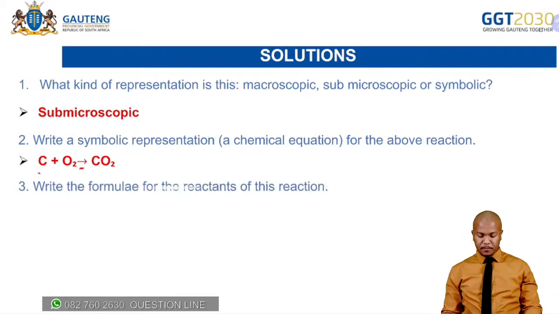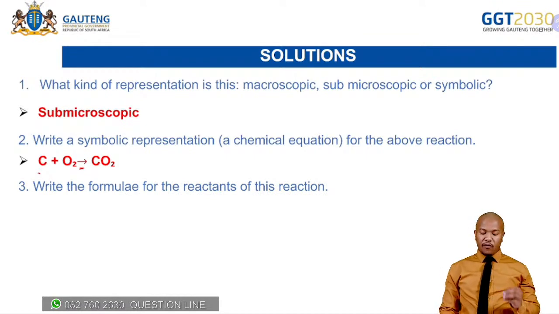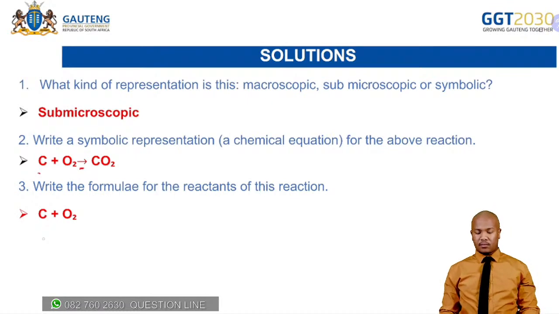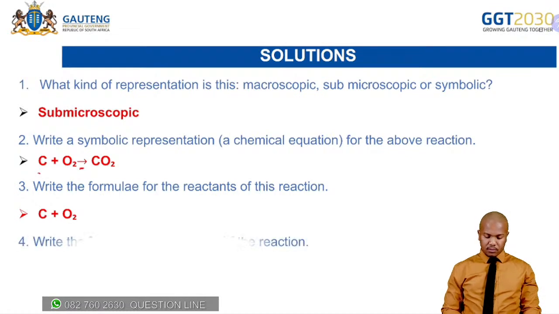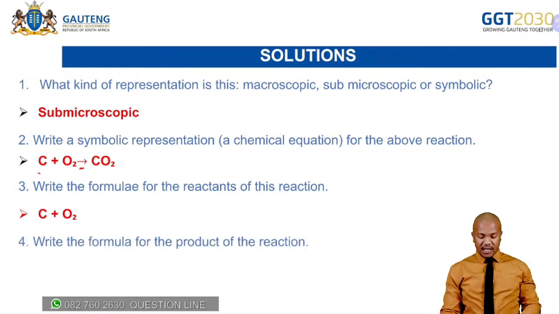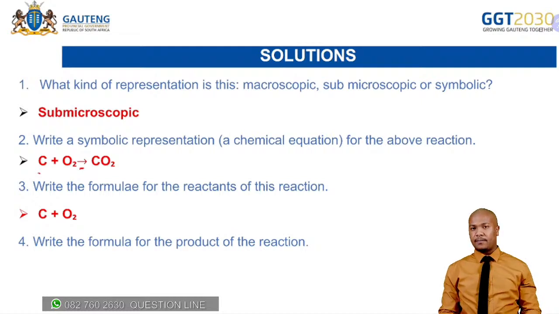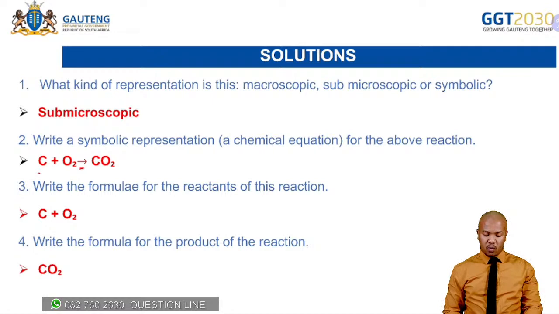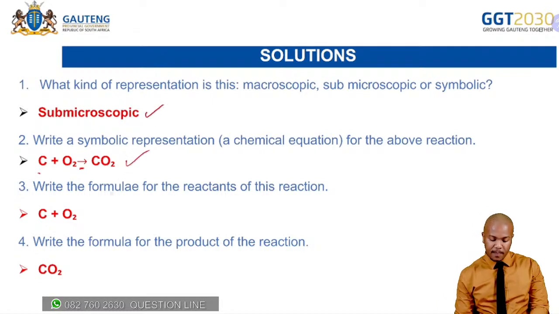Now, number 3, write the formulae for the reactants of this reaction. And the formula is simply what? Carbon plus oxygen, or C plus O2. The last one, write the formula for the product of the reaction. What is the product? The product is simply carbon dioxide, or CO2. So remember to mark yourself.